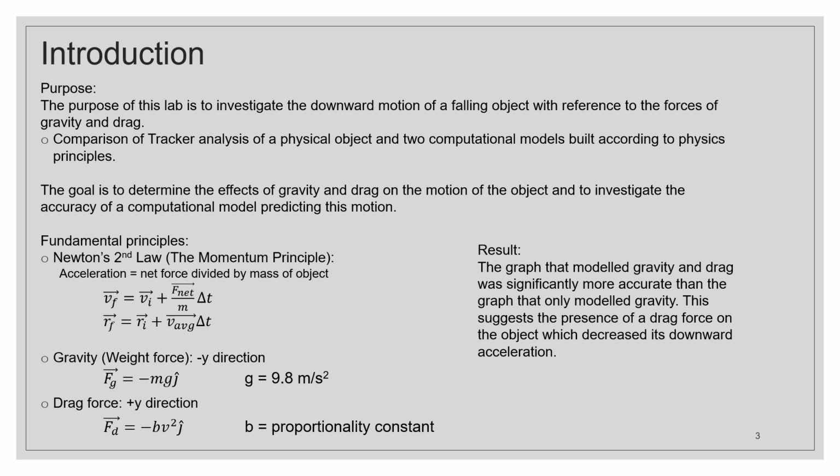I will be using a cylindrical container to drop from rest. Tracker will be used to extract time, position, and velocity data, and the initial conditions found will then create the foundation of the computational models, which will make use of the principles and formulas outlined above. The main result of this experiment is that the computational model that accounts for gravity and drag was significantly more accurate than the graph that only modeled gravity. This suggests the presence of a drag force on the object would decrease its downward acceleration.